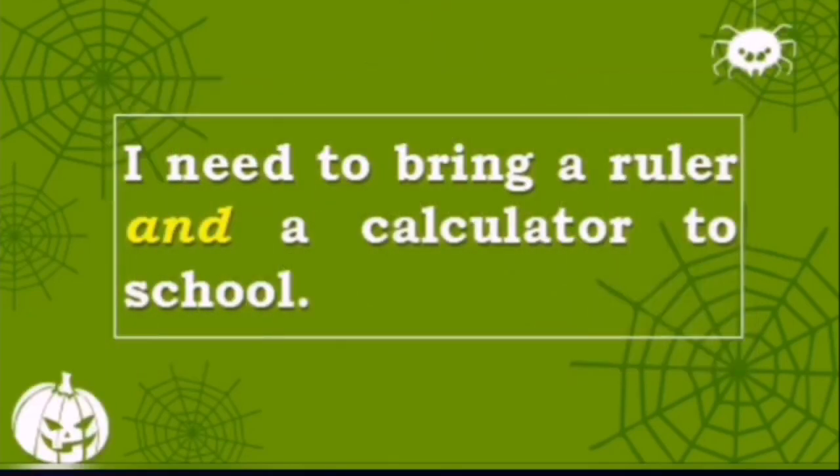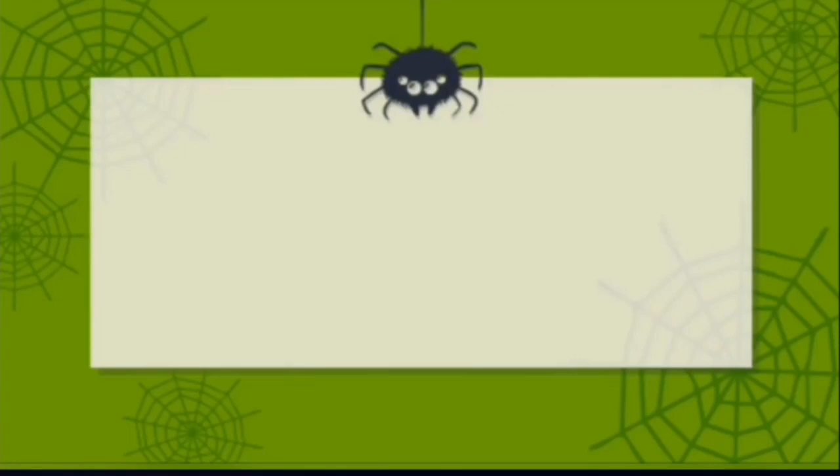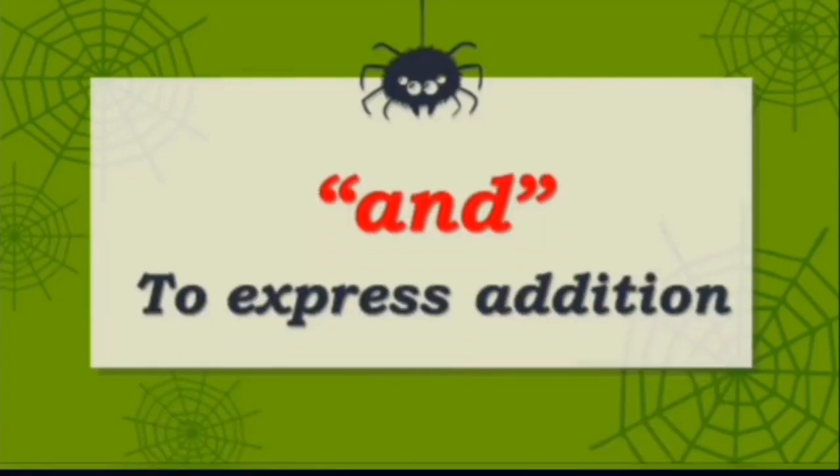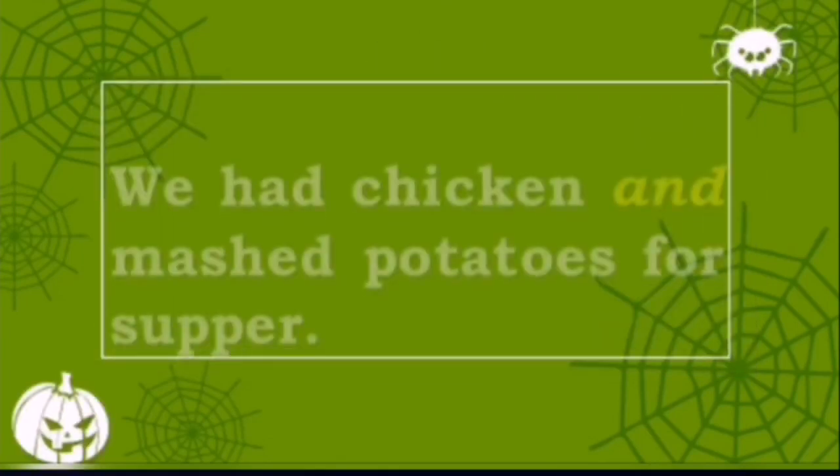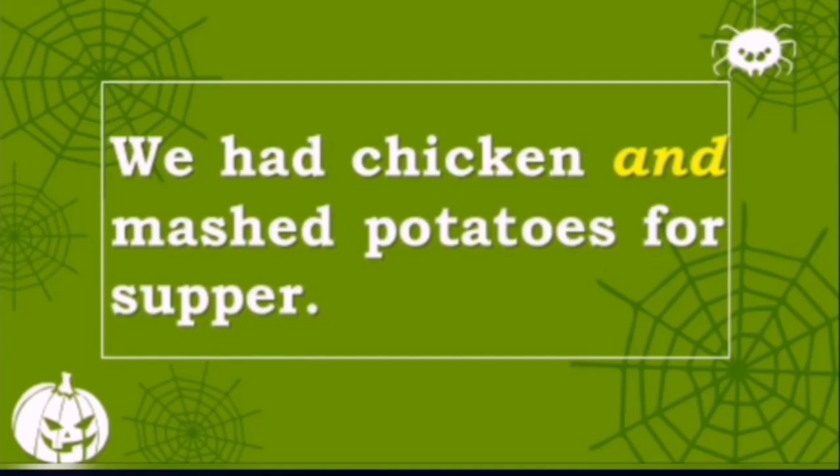Again, I need to bring a ruler and a calculator to school. You will notice that the first idea, I need to bring a ruler, and the other idea, a calculator to school, are joined by the conjunction and, because and is used to express addition. Another example: We had chicken and mashed potatoes for supper. The two interrelated ideas are joined by the conjunction and.